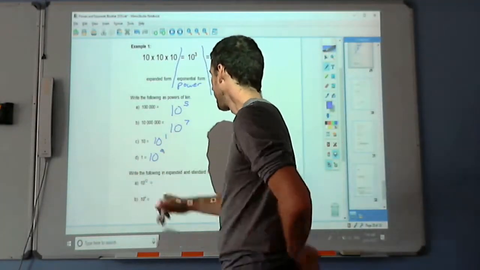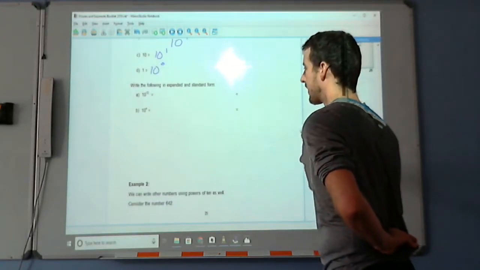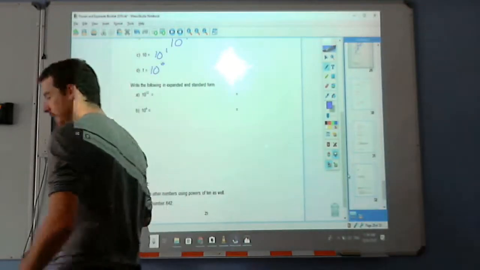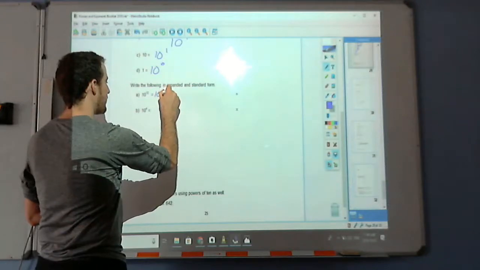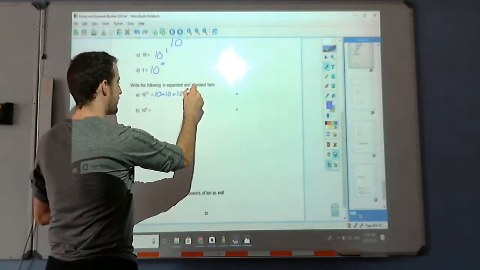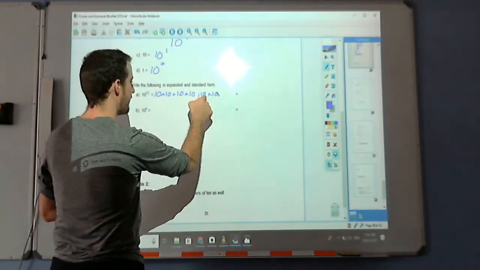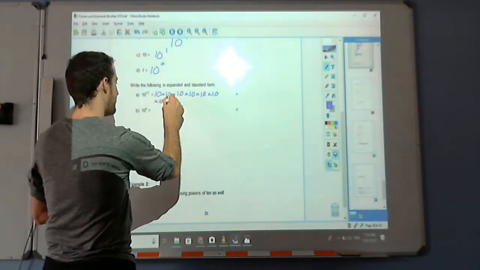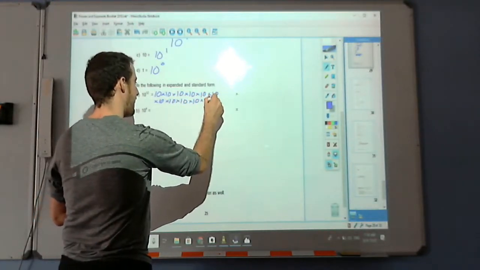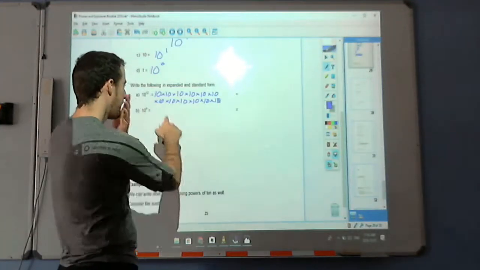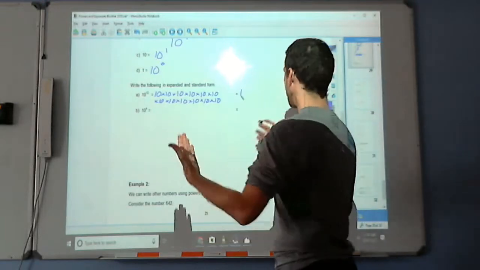All right, so write the following in expanded form and standard form. Okay, so a couple things. First thing is expanded form, right? That's where we write out 10 times 10 times 10 times 10 times 10 times 10, 2, 3, 4, 5, 6, times 10 times 10 times 10 times 10 times 10 times 10. Right? So all of that is 1 and 12 zeros.